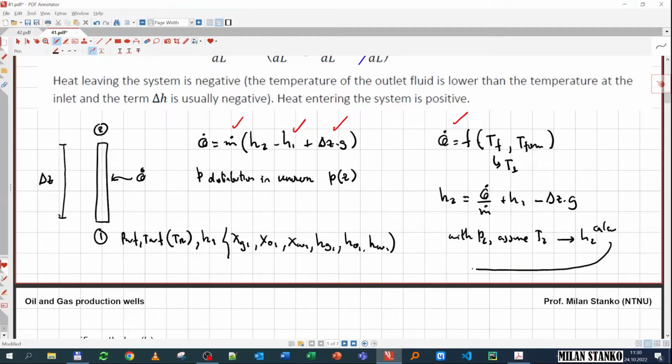And then we compare this calculated value with the value that we obtained from this equation, and if they match, that means that the temperature that we assumed is correct. If they don't match, that means that I have to iterate on the temperature until I find that these two are the same. So finding enthalpy is an iterative process.